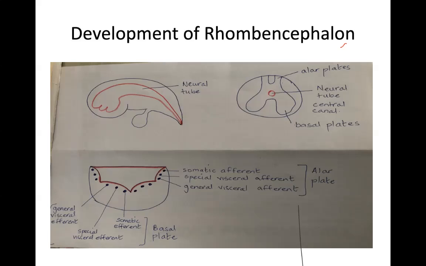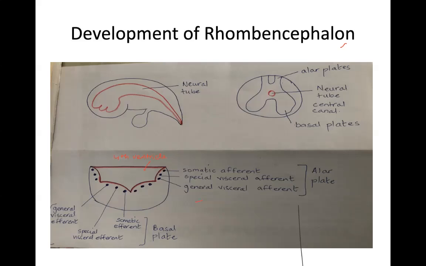The alar plates are for the dorsal sensory horn of the spinal cord. The basal plates are for the ventral motor horn of the spinal cord. And the central canal of the spinal cord is actually the original neural tube. So you can see that the neural tube has narrowed down and become the central canal, which is filled with CSF. And now what I want you to understand is that the area outside the H-shaped mantle layer is the marginal layer, which we know as white matter.